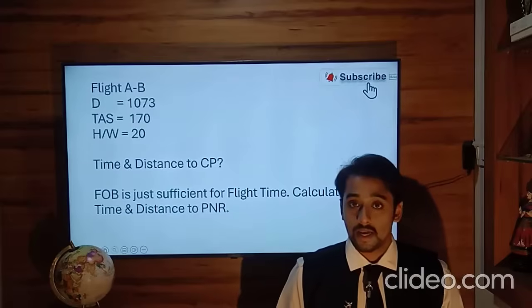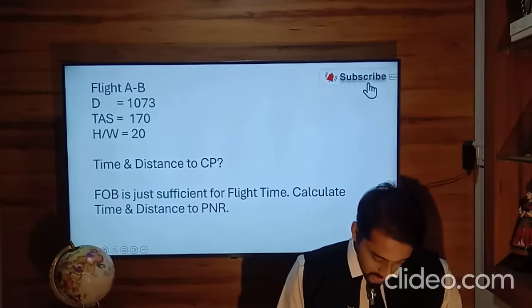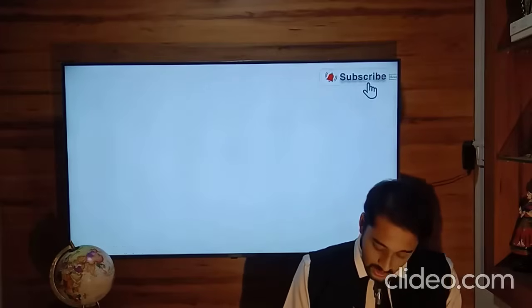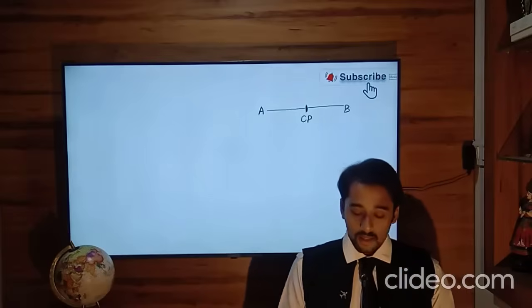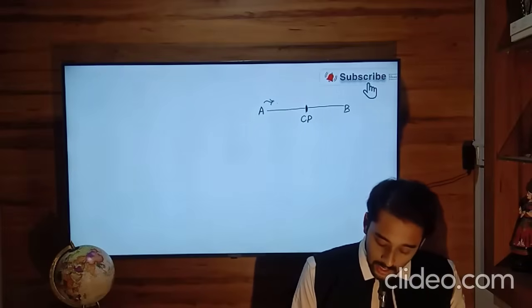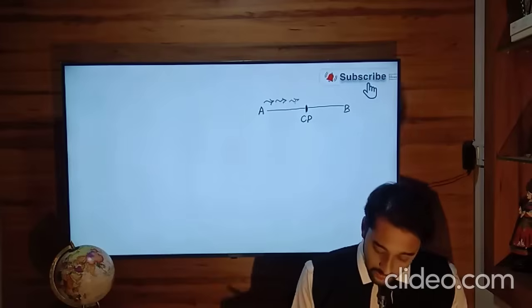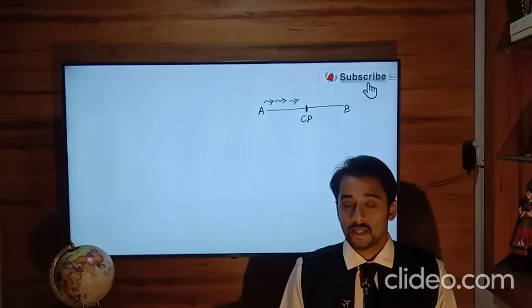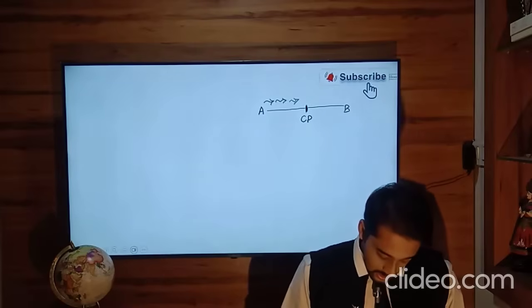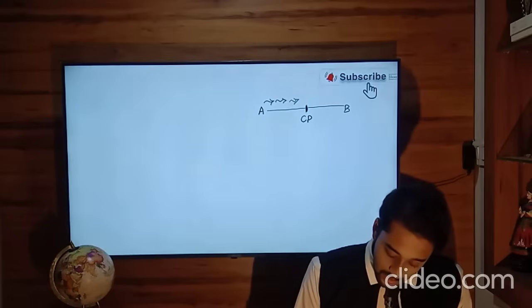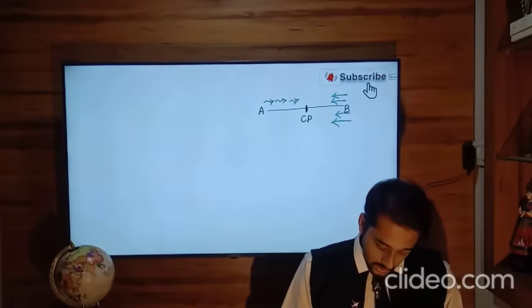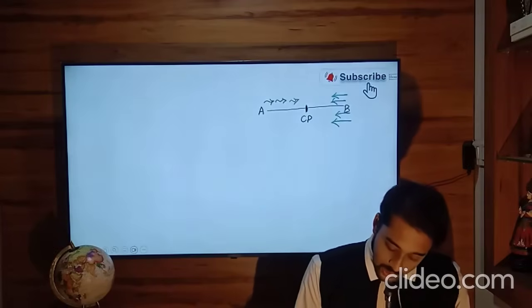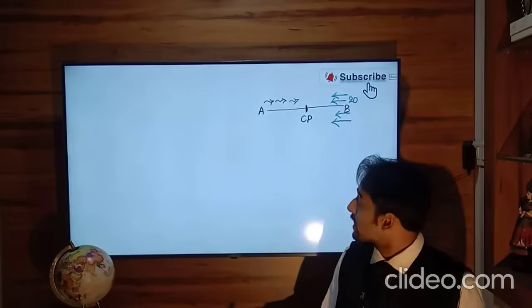So let's start with critical point first. Whenever we do critical point, like always, I will draw this A to B. We have critical point somewhere here. Now as we go from A to B, or A to critical point, what are the winds that we are experiencing? They are coming from the front, a headwind, at the speed of 20 knots.